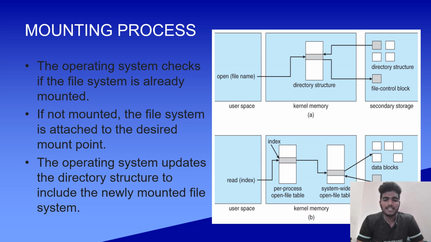In the user space, if it contains a file name, it is then taken to the directory structure, that is the kernel memory, and it is then stored in the secondary storage, where it has the structure of the directory and the file control block.